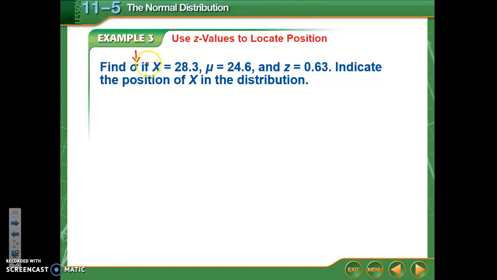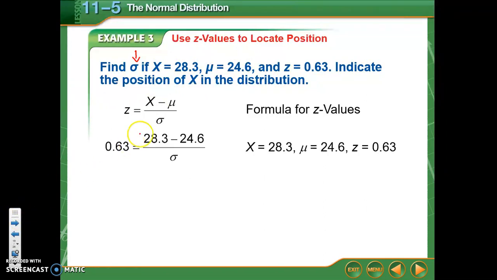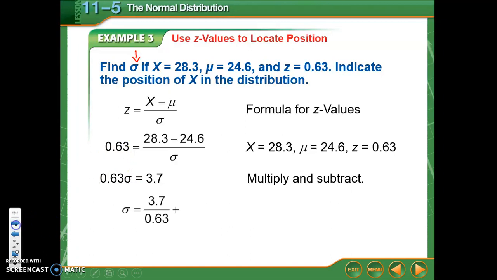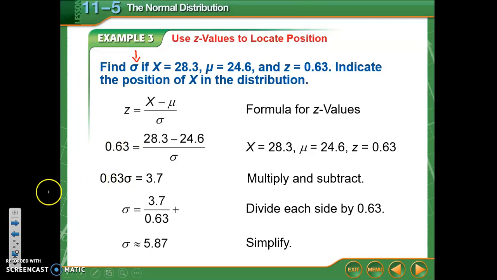Here they're asking me to find the standard deviation if I know the data value, the mean, and my z-value. So in this case, my z-value is 0.63, meaning that 28.3, my x value, is 0.63 standard deviations away from the mean. So I just plug into my formula. All this is solving for a variable, and I multiply both sides by sigma, divide by 0.63, and I end up with sigma being about 5.87. So that would be my standard deviation. Remember, sigma is the standard deviation.